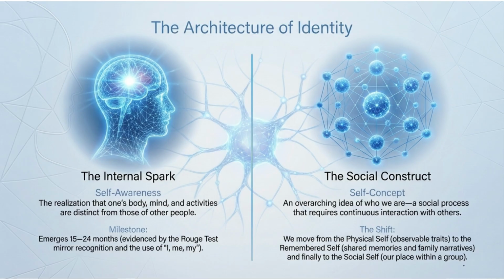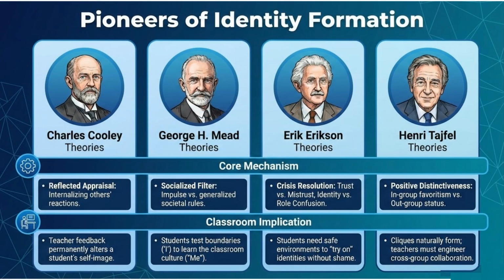But self-awareness alone is just the raw material. Self-concept is something more complex. It's the overarching story of who we are, and it's inherently social. It requires continuous interaction with others to develop and sustain. Over time, children shift from a physical self, I have red hair, I am tall, to a remembered self shaped by shared family stories, and eventually to a social self defined by their place within groups. Each stage builds on the last. Pioneers like Cooley, Mead, Erikson, and Tajfel offered foundational theories on identity formation.